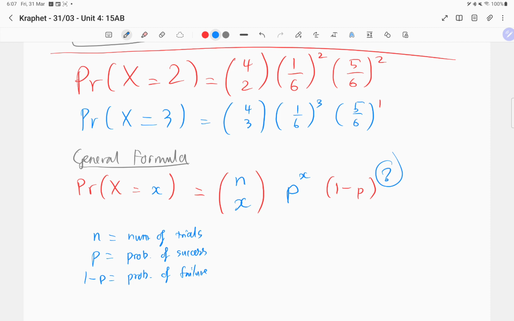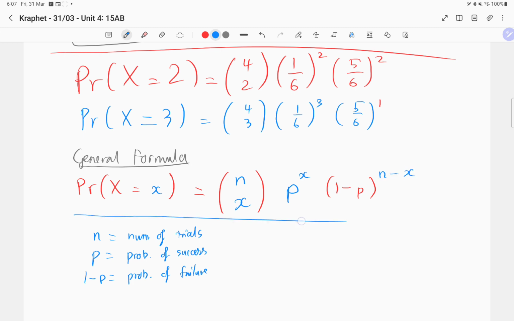If there are x successes, then the number of failures is total trials take away x. Yes, very good. So that's n minus x. That is the general formula for the binomial distribution. Make sense? So you can actually interpret the formula.